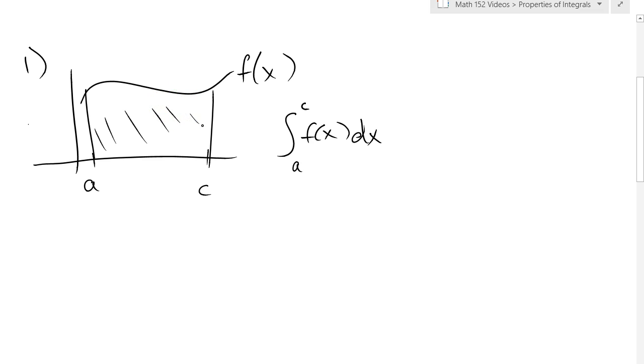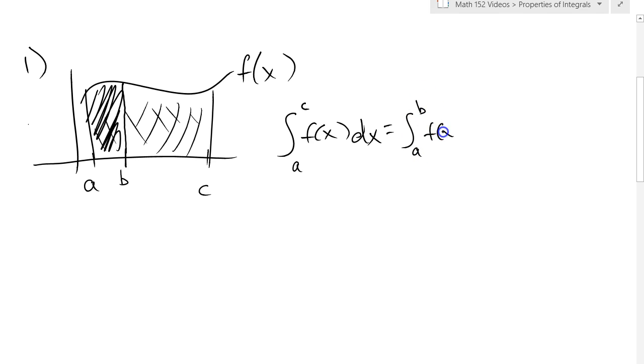But what if I have some third point in between a and c? So if I have any b inside here, what I can do is break this region up into two pieces. I've got this stuff over here, and then I've also got this stuff over here. So what I'm doing is taking the integral from a to c, which is the full area, and breaking it into smaller pieces. I have the integral from a to b of f of x dx, plus the integral from b to c of f of x dx.